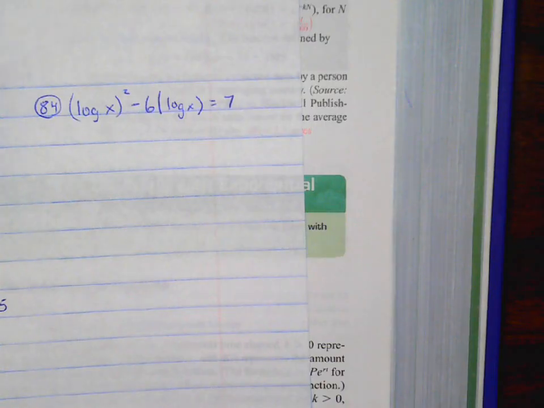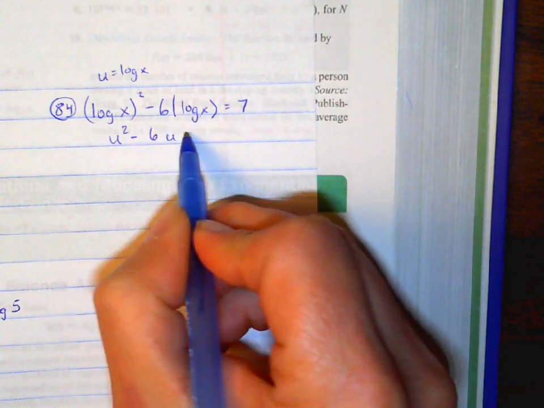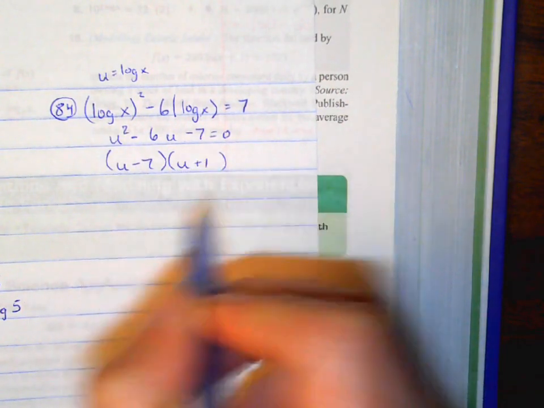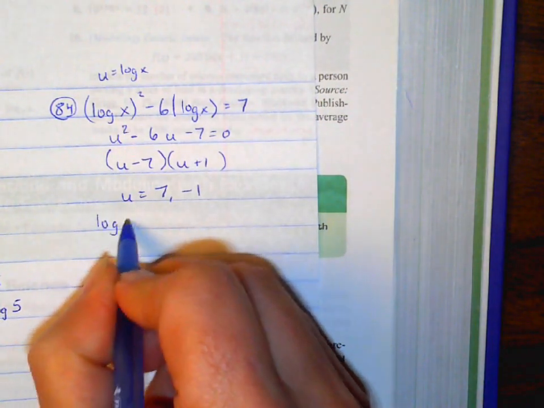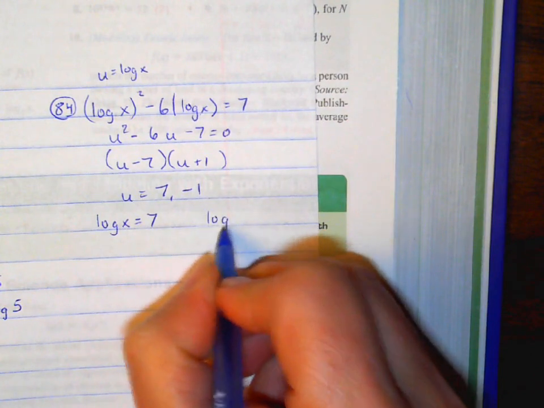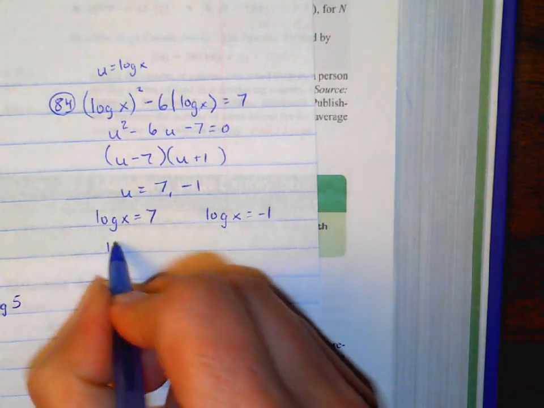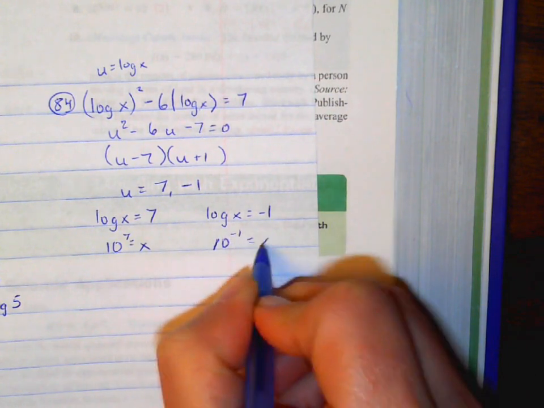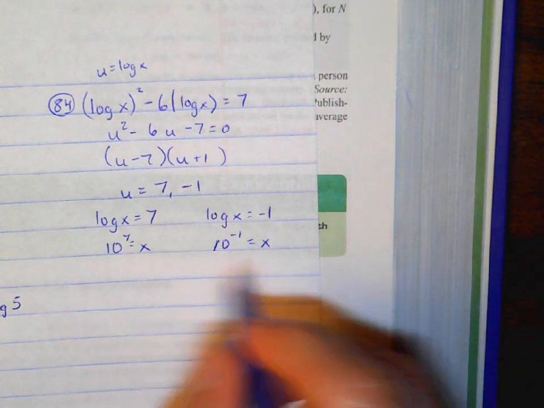Okay, number 84. I'm going to say u is equal to log of x. That makes u squared minus 6u minus 7 equals 0. So u minus 7, u plus 1, u is equal to 7 and negative 1. Now plugging it back in, that makes log of x equal to 7 and log of x equal to negative 1. Changing to exponents, remember this is log base 10, so we have 10 to the 7th is equal to x, and 10 to the negative 1 equals x. And 10 to the 7th is a pretty large number, and this would be 1 over 10.